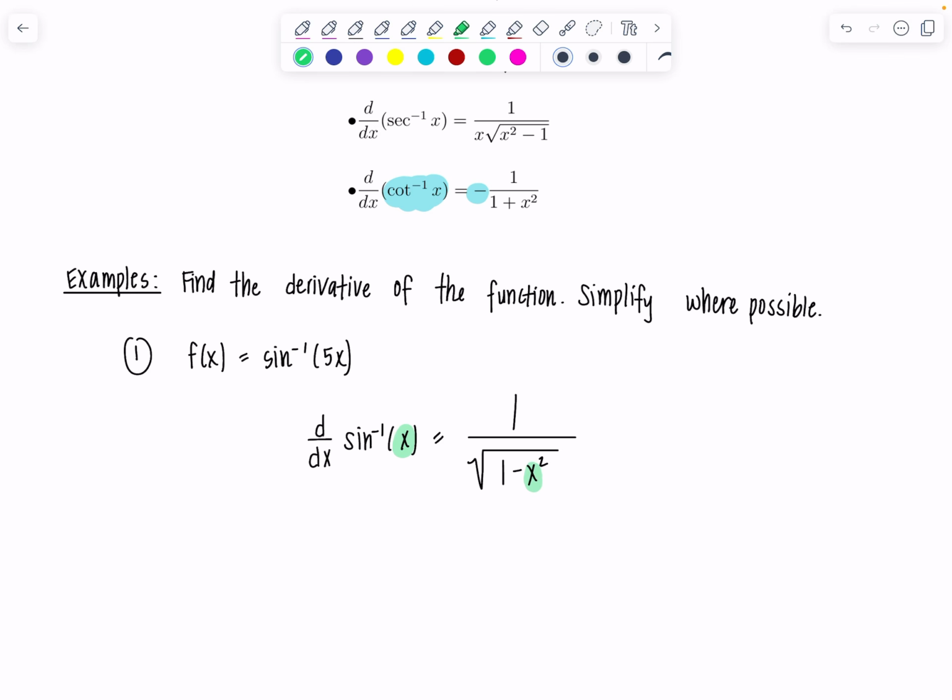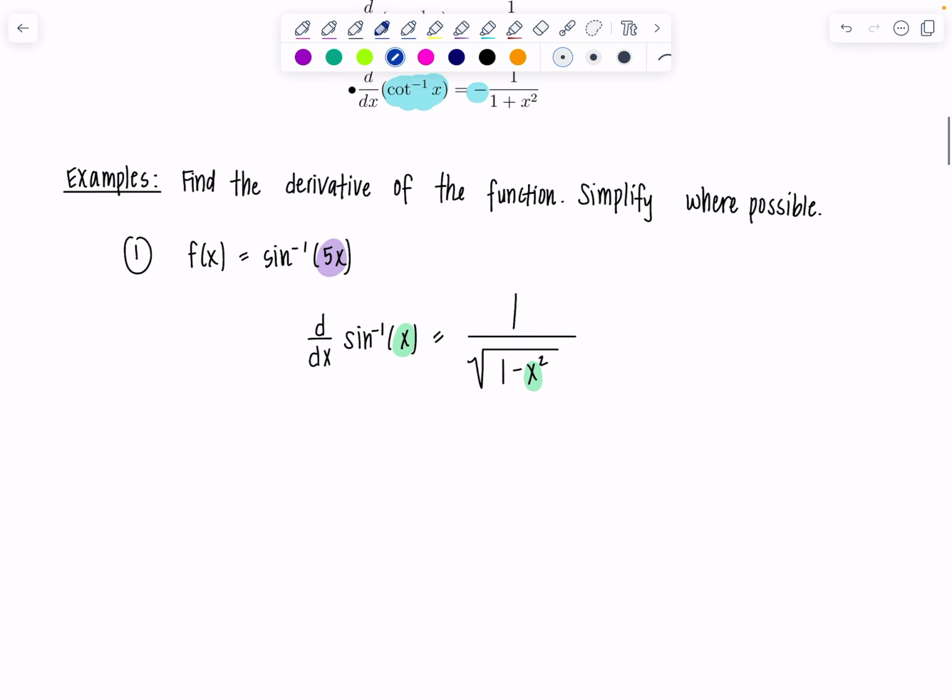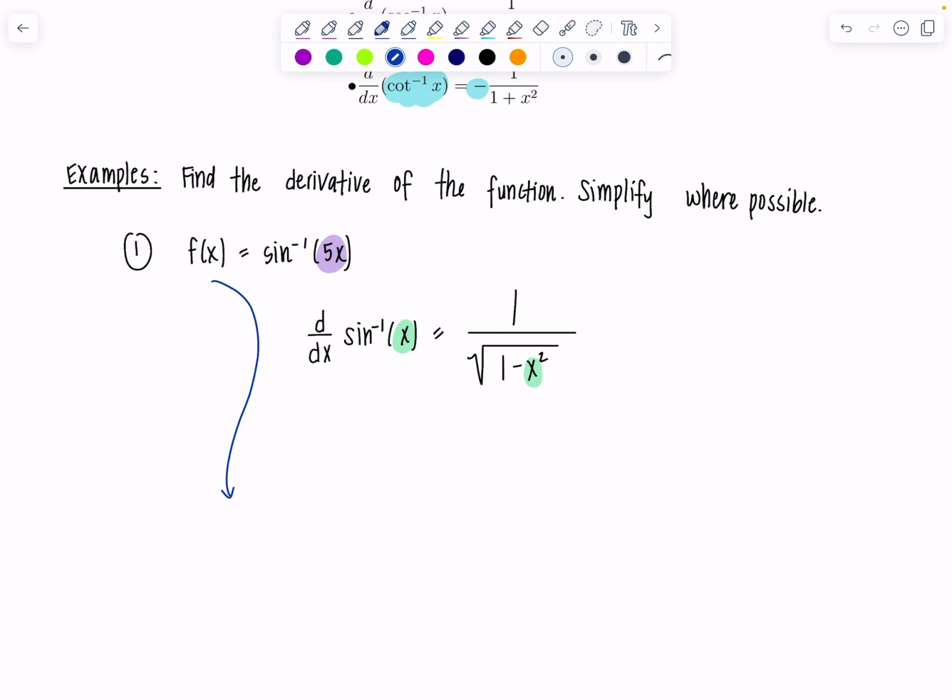So look at the function that we're being given right now. The argument is 5x. Okay, so I'm going to have to square that whole thing. So f prime of x is going to equal 1 over square root 1 minus (5x) squared. How are we doing? Yeah, you don't see sine inverse anymore. When you take the derivative, you have 1 over square root 1 minus whatever was in the parentheses squared.